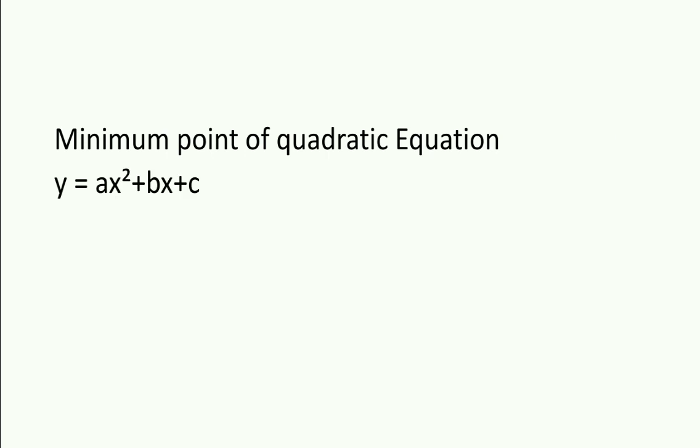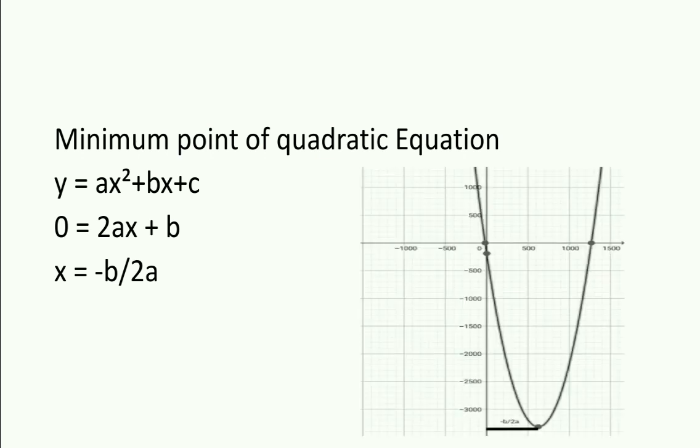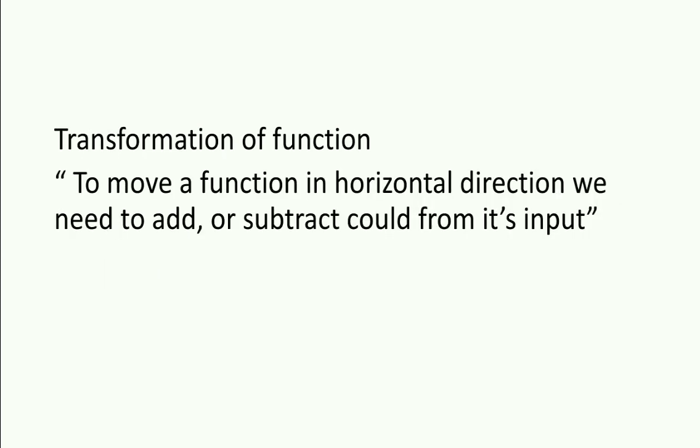Now we know that the slope of an equation at its minimum point equals 0. So to find the coordinates of the minimum point, we will say that the derivative of ax squared plus bx plus c equals 0. And in that case, we get 0 equals 2ax plus b, and hence we get x equals minus b by 2a. So now we can say the distance between the minimum point of a quadratic equation and the y-axis equals minus b by 2a. So now it's clear that we need to move our function leftwards by minus b by 2a units.